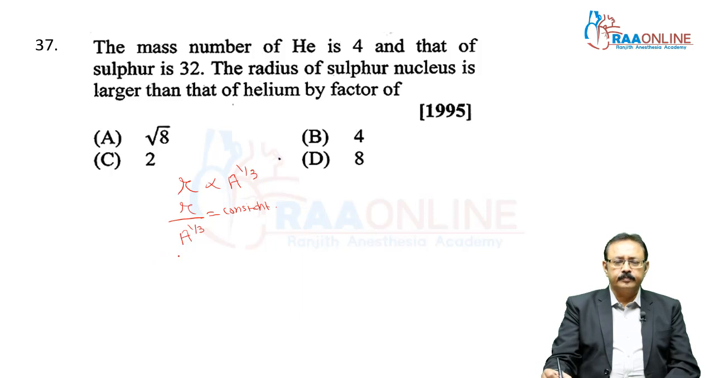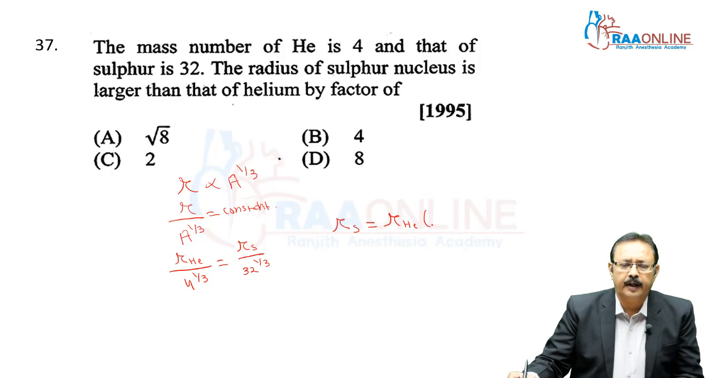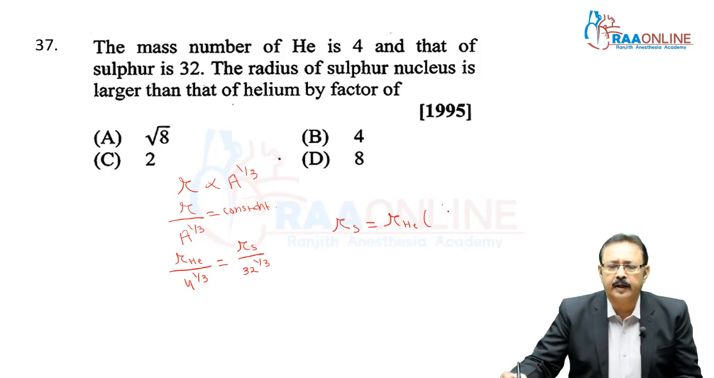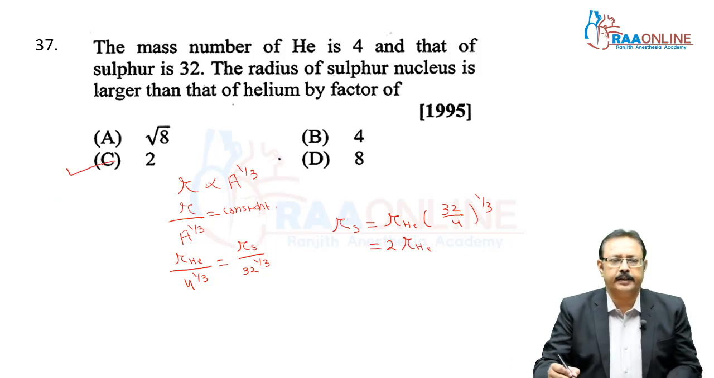For helium, R helium upon helium's mass number, which is 4, 4 to the power 1 by 3 is equal to, for sulfur, its mass number is 32. They are saying the radius of sulfur, Rs, is equal to R helium into, the power is the same, so we write it in one bracket. It is 8, and 8 raised to the power 1 by 3 is 2. So it is 2 times the radius of helium. So we are going with C.